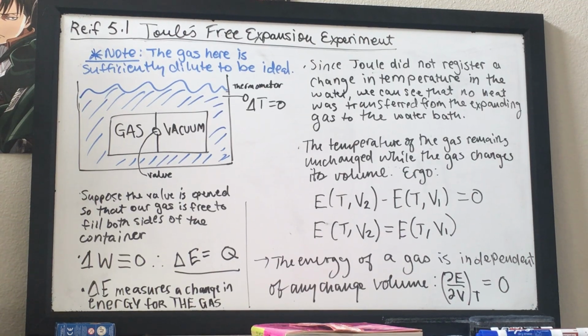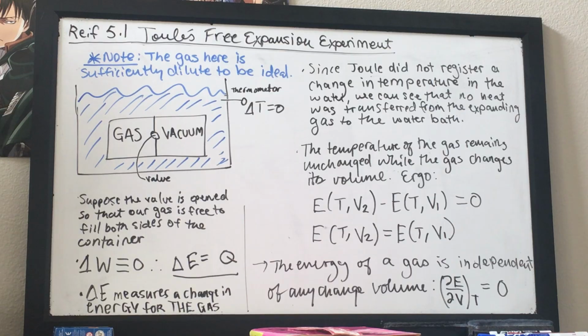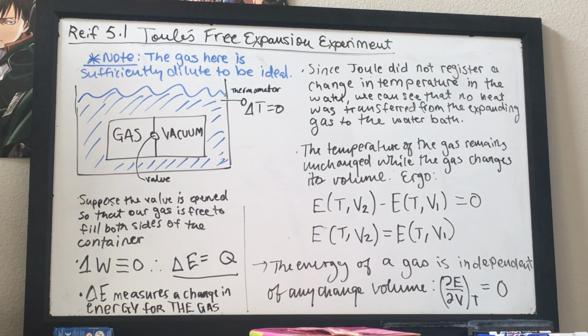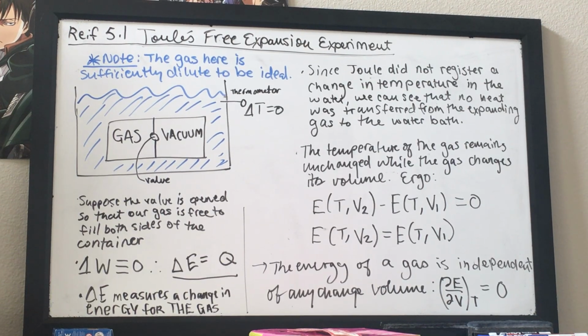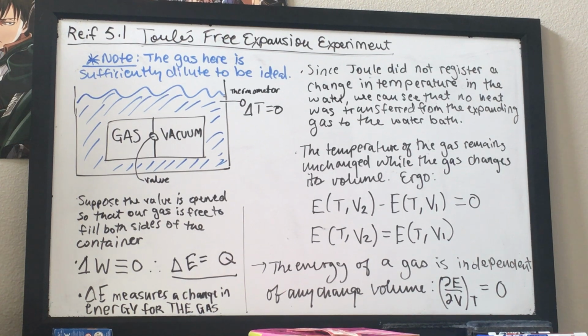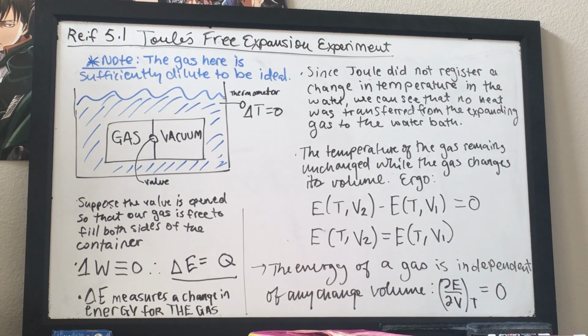So what Joule did for his experiment is that he got a container and he added a partition to this container. He filled it with a gas that was sufficiently dilute that it would be considered an ideal gas, and he put a little valve in that partition that separated the gas from the vacuum on the other side of the container. Now he put this container into a bath of water as to isothermally isolate that system.